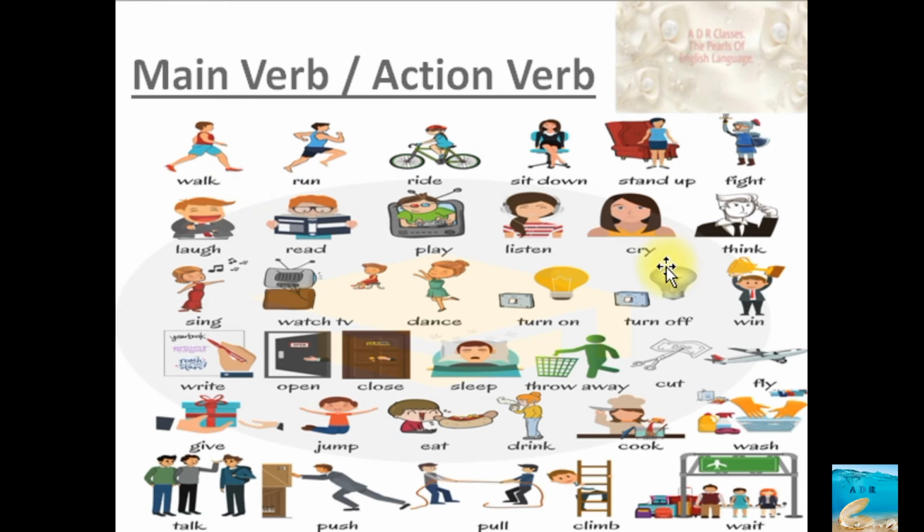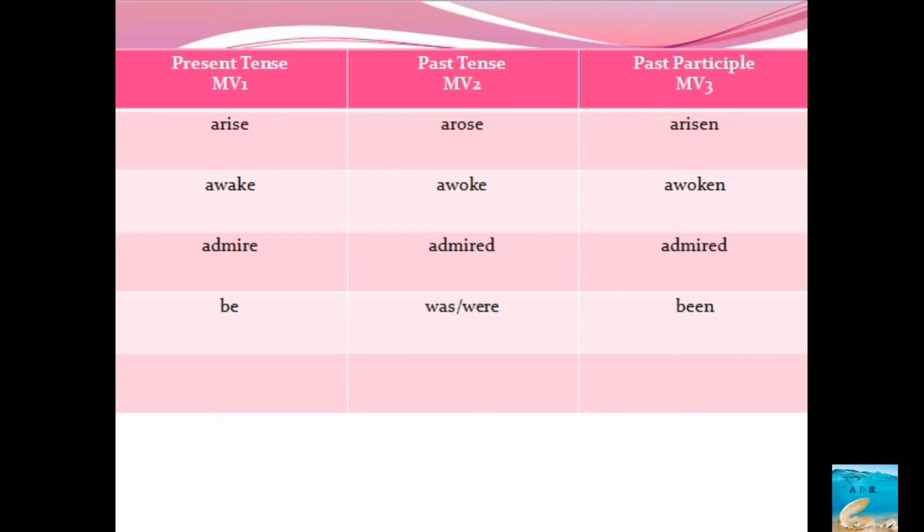We are talking about the main verb. Main verb is basically the action. There are certain actions here, images that are showing you the action like walk, run, ride, sit, stand, fight, laugh, read. All these things are certain actions. All the things are in this category. Name any action, it is a verb. It is a main verb.